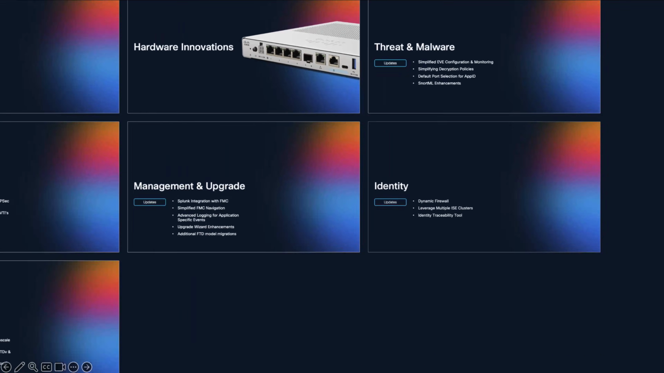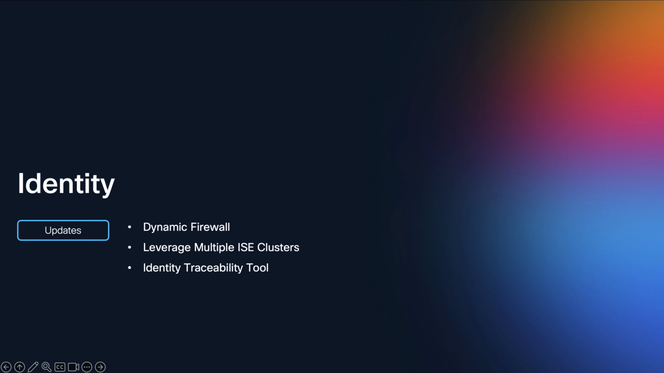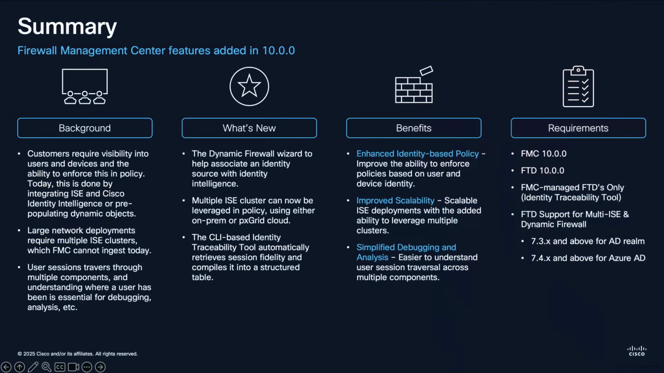Under the identity realm, a couple things to cover. New is a feature called Dynamic Firewall, where we're able to associate Cisco Identity Intelligence with identity from ICE. On the topic of ICE, we've added the ability to associate multiple ICE clusters with FMC, as well as the identity traceability tool. First, let's touch on the background that drove these changes.